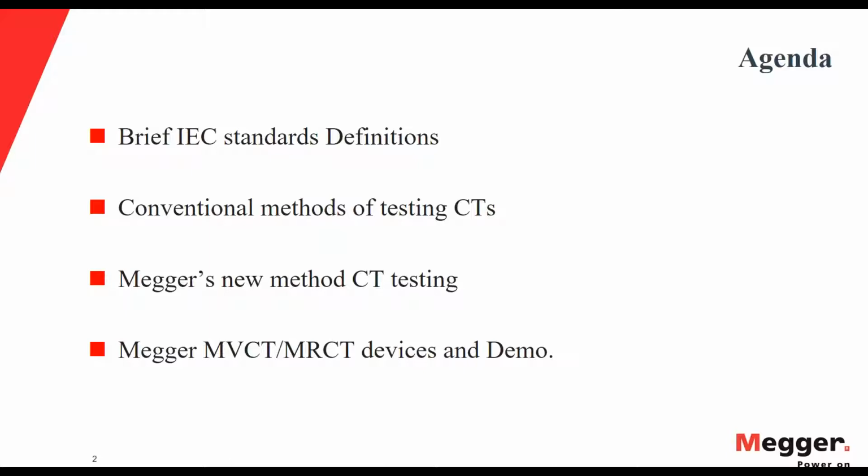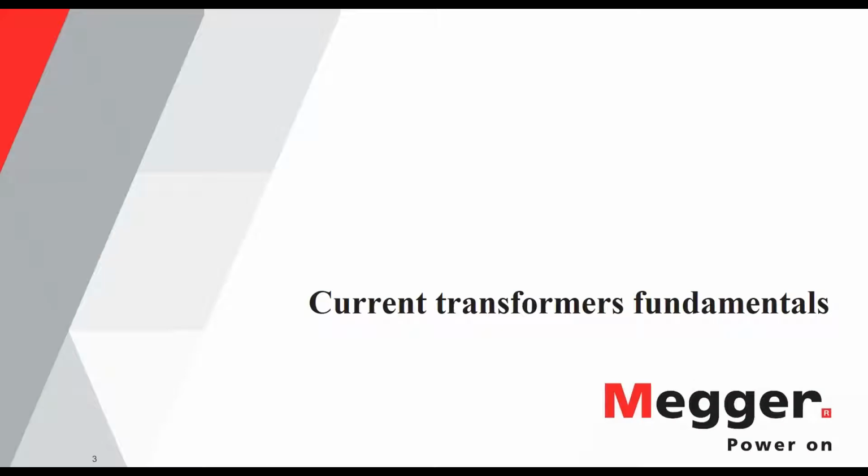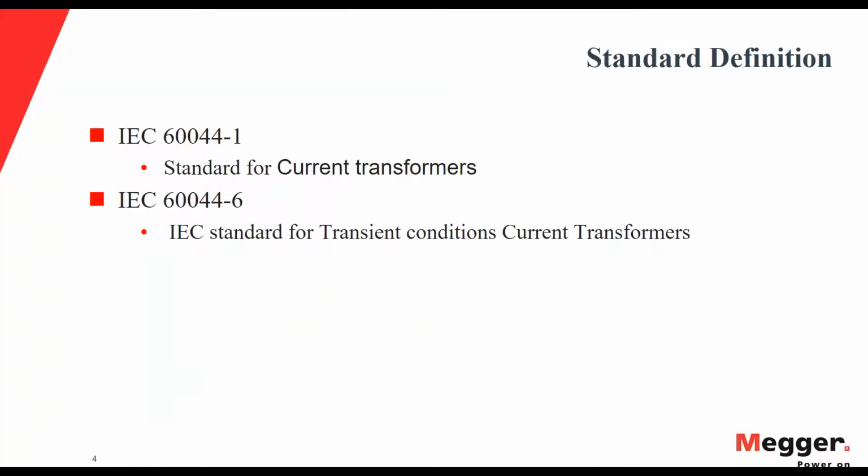So without further ado, let's start with a brief fundamentals about IEC standards. There are usually 2 old standards and 1 new standard that are used for CTs. The standard is itself defined by the IEC 60044, either -1 or -6. -1 is for the general CTs standard. We'll talk about the classification in this standard briefly or in detail later on.